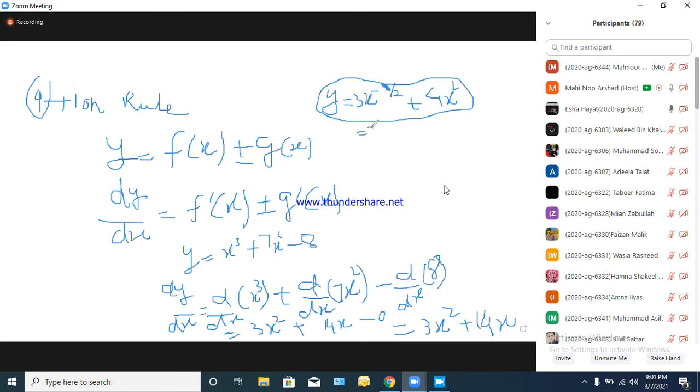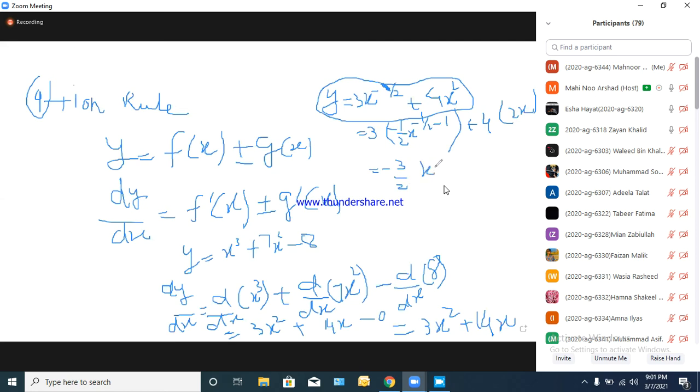Three minus 1/2 x raised to the power -1/2 - 1 plus 4 into 2x, and then you can do simplification further here, which will be equal to -3/2 x raised to the power -3/2 plus 8x. That will be your answer. Is that clear?